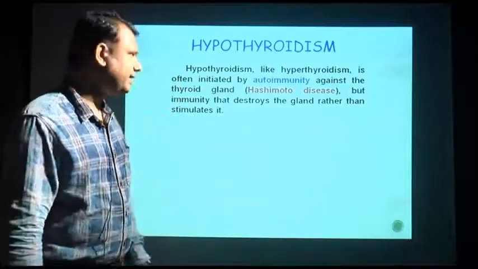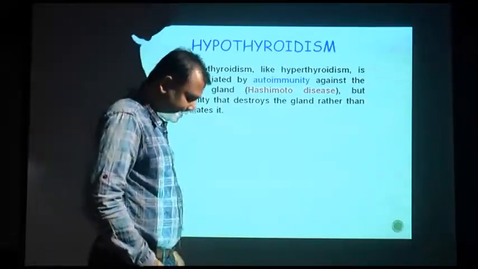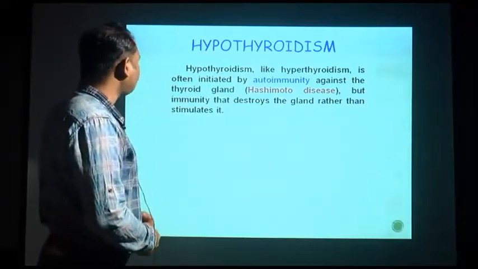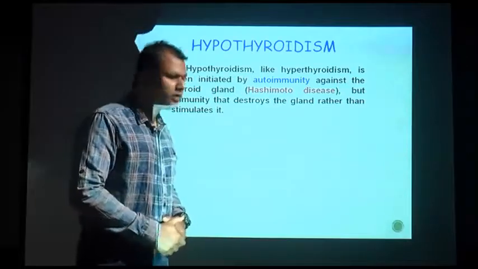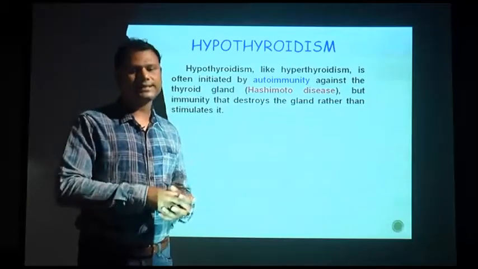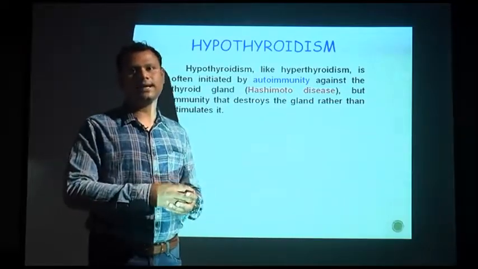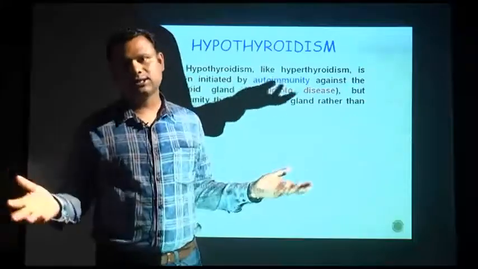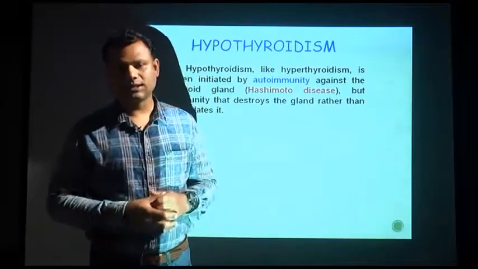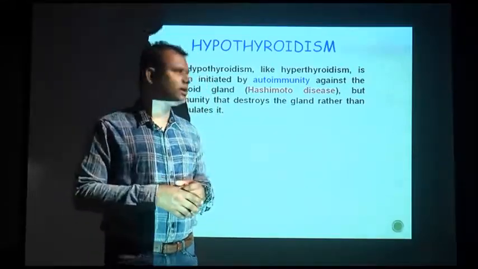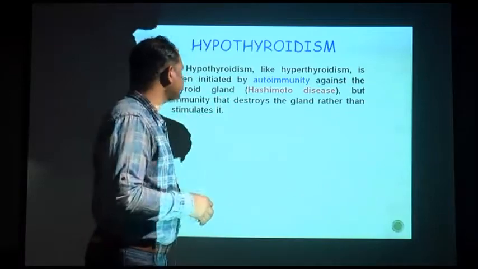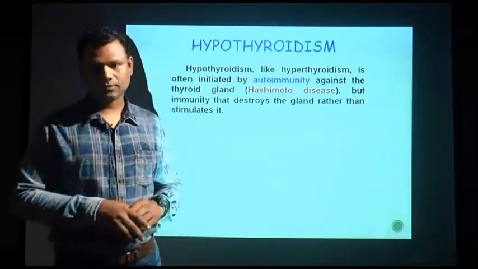Okay. Now let's see hypothyroidism, that means decreased thyroid activity. Hypothyroidism, like hyperthyroidism, is often initiated by autoimmunity. Suppose the antibody acts against the follicular cells and damages and destroys them, as a result of which follicular cells cannot store or take up the iodine to produce thyroxine hormone, and there is a decreased metabolic rate. This is called autoimmunity, and the name of the disease is Hashimoto's disease.